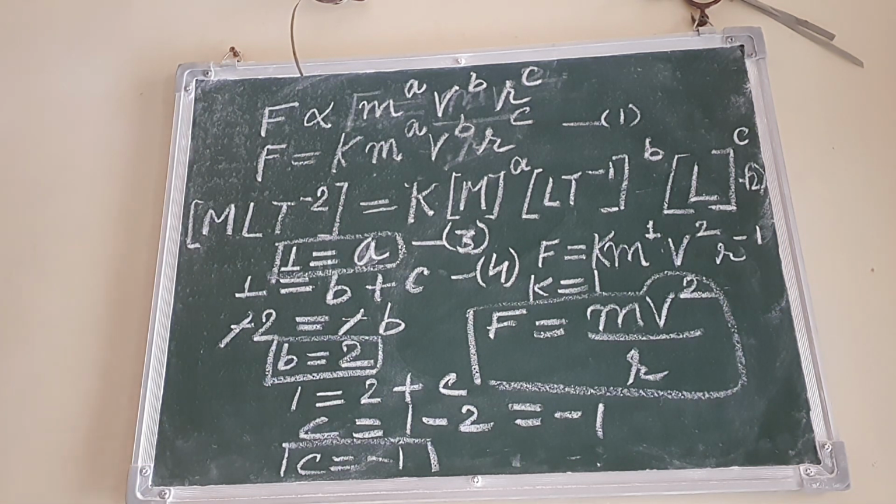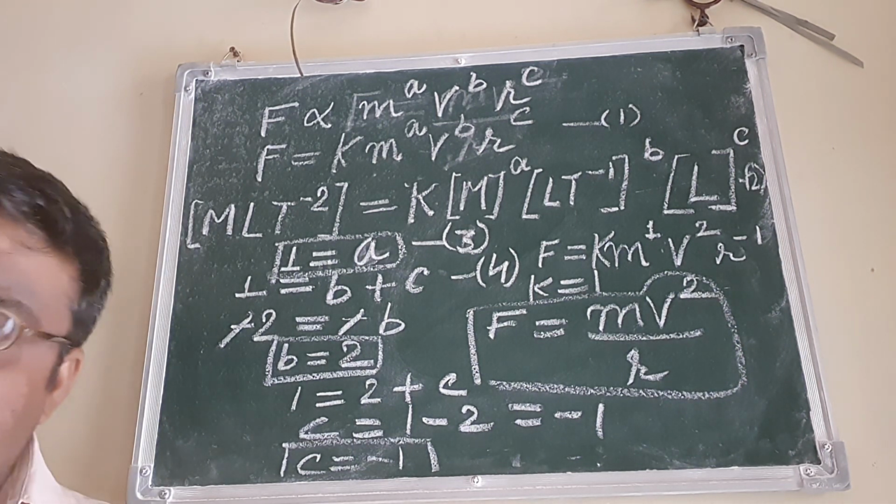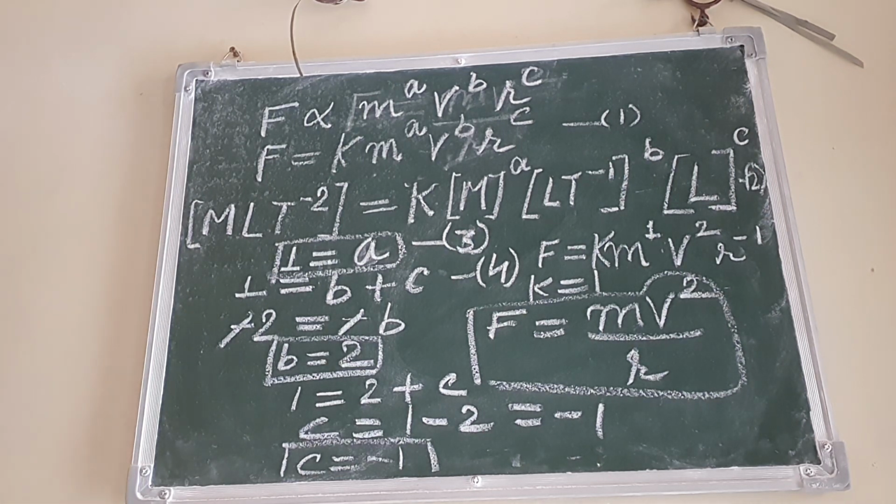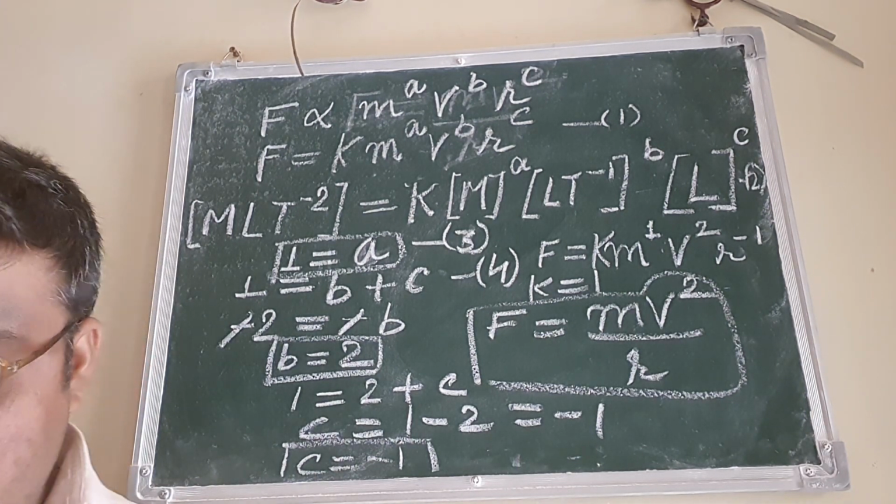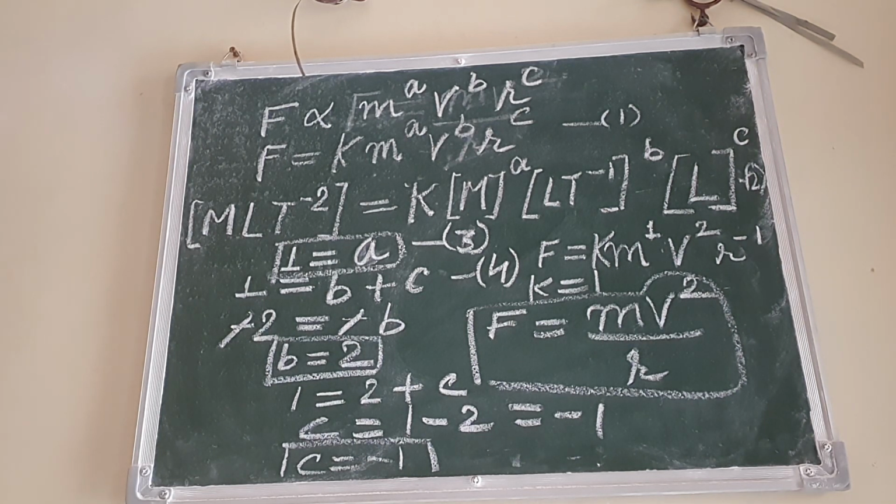This is the derivation of the centripetal force acting on a body when it is moving on a circular path with the help of dimensional analysis. We are going to understand this question once more. The question given to us is to derive the formula f is equal to mv square by r, where f is the centripetal force of a body performing circular motion on a circular track. So here it is mv square by r.